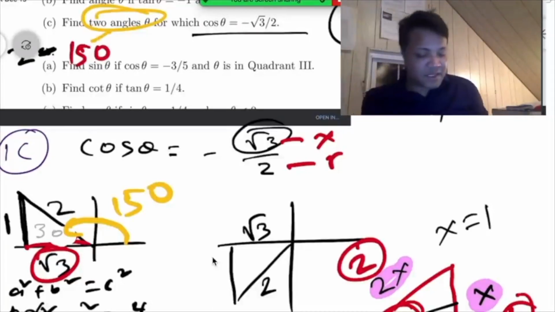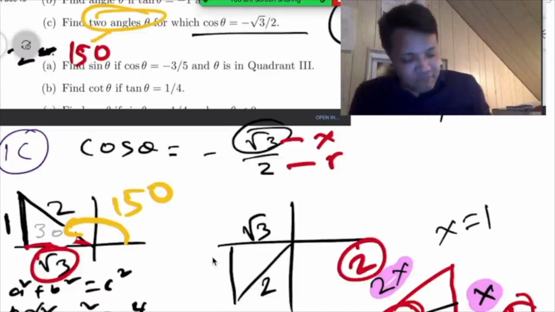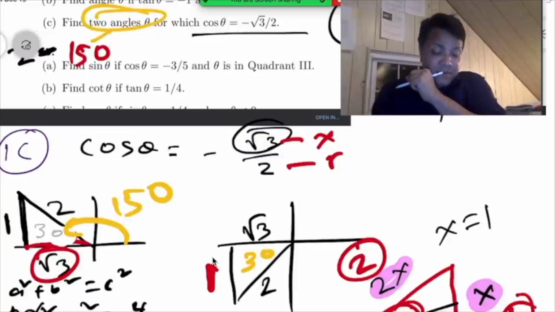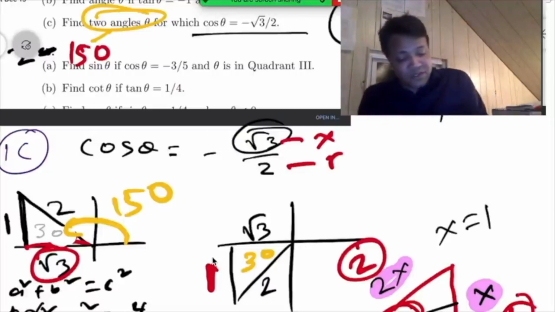Now let's see what the other one is. We already know this one. This one is 1, and this is 30. So we already know that this is 30. So this is opposite to 30. Opposite to 30 is 1.